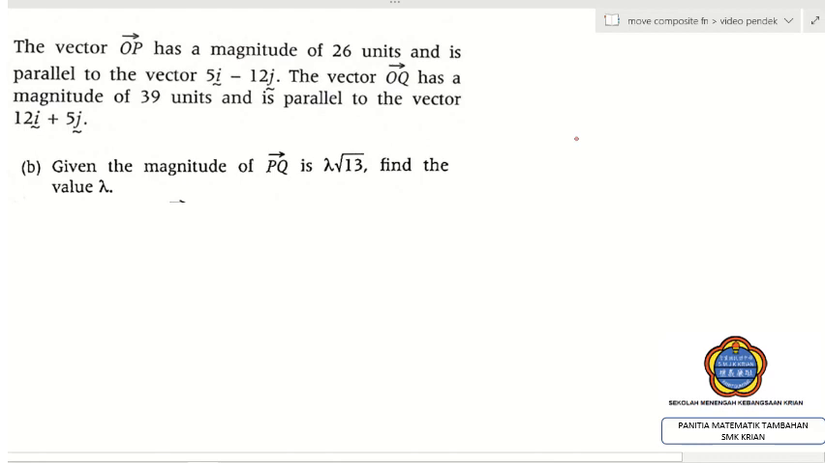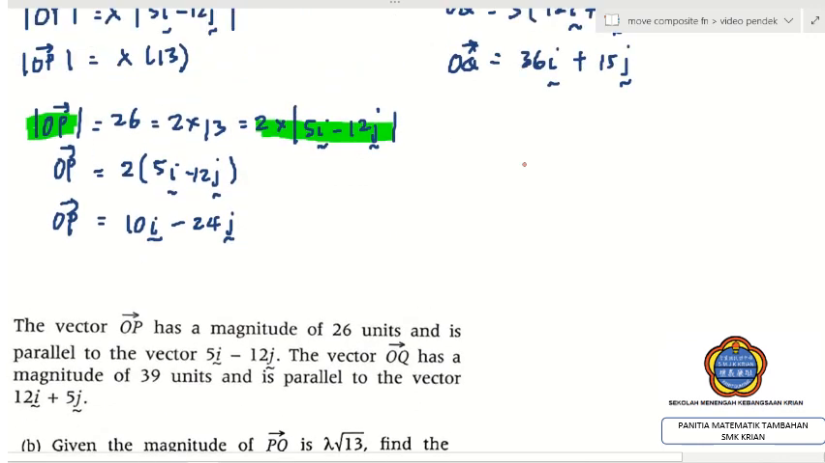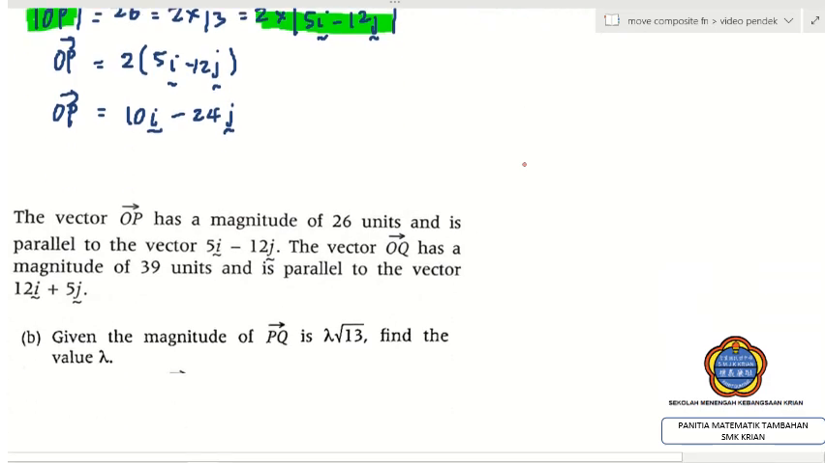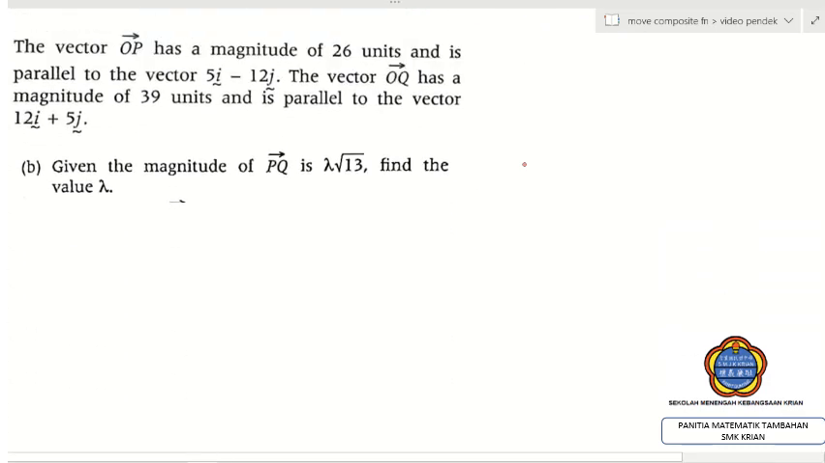Okay, next we come to question B. Question A, we already get the OP and OQ, and for sure this one maybe we will relate with question B. Go to question B. Given the magnitude of PQ is lambda 13, find the value of lambda. We start now. Write down the question. What is the information given? PQ magnitude is equal to lambda 13.